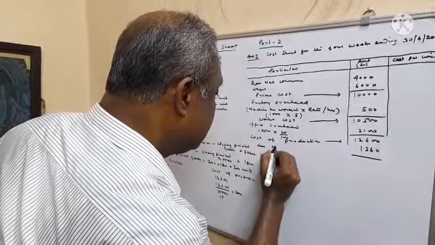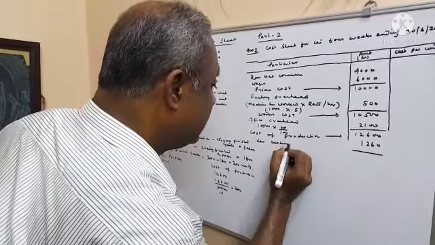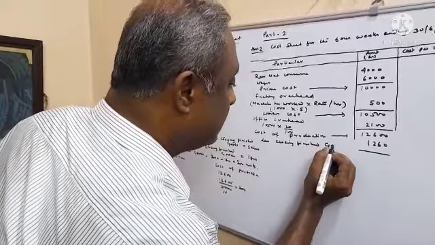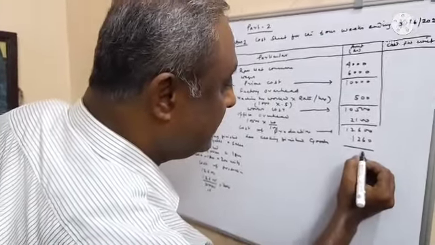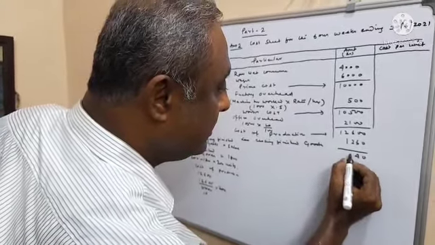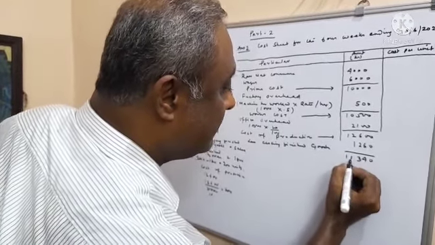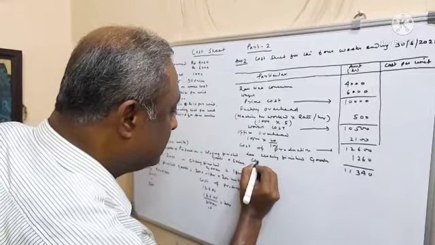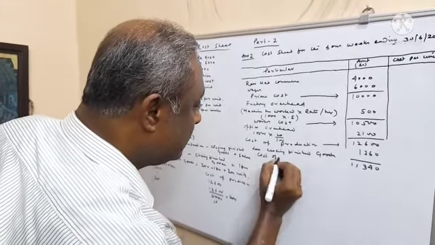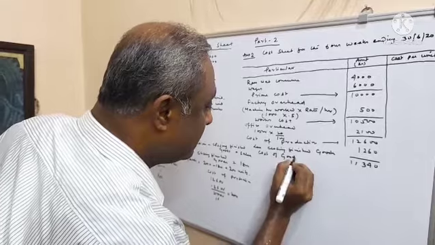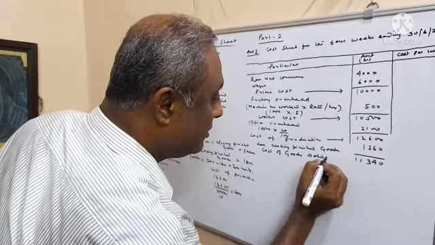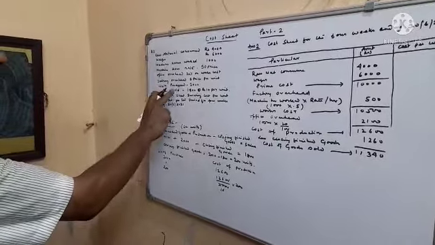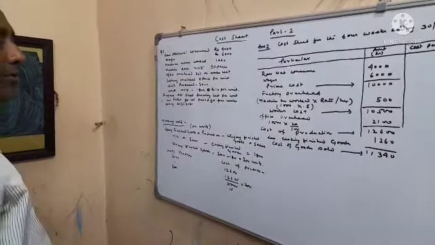Less closing finished goods. Result will be 11,340. That is cost of goods sold. Now selling expenses, question telling 6 paisa per unit.